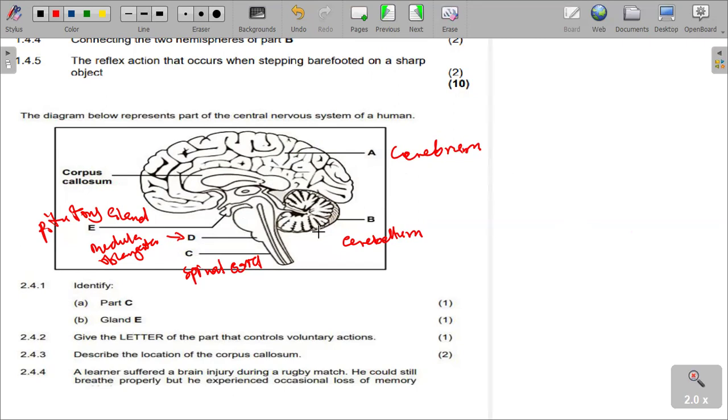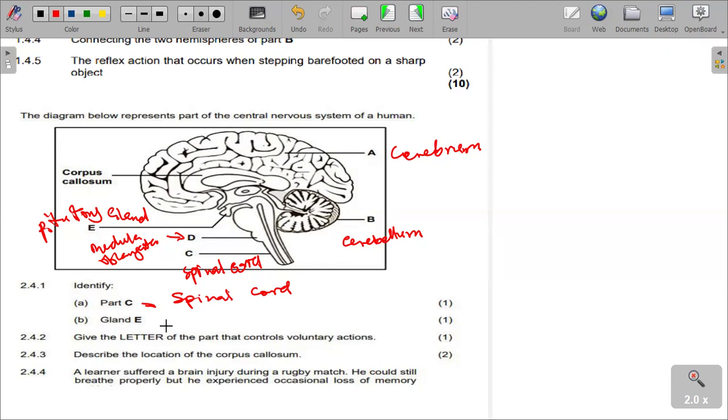So let's quickly answer the questions. First question is saying, identify part C. Part C, as I've seen already, I've already written it there. C, it is the spinal cord. I've already answered it as I was just labeling there. C is the spinal cord.